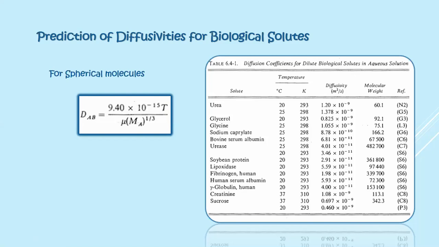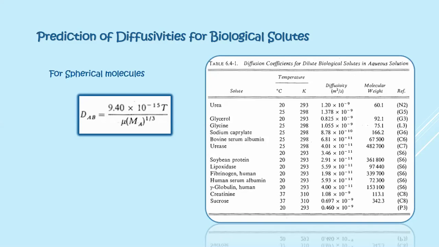It's 9.40 times 10 raised to negative 15 T divided by mu times the cube root of M sub A. Now, this formula is more generic, meaning it does not have any limitation. The formula that you are seeing in your book, if you're going to read on it in your spare time, has a limitation, the original formula. So I chose the one which is not limiting. This one is applicable for aqueous solutions, dilute aqueous solutions, wherein M sub A is the molecular weight of a molecule of A, which is said to be large.